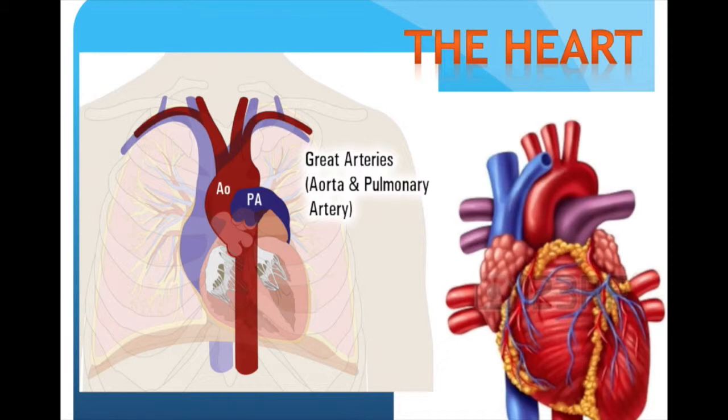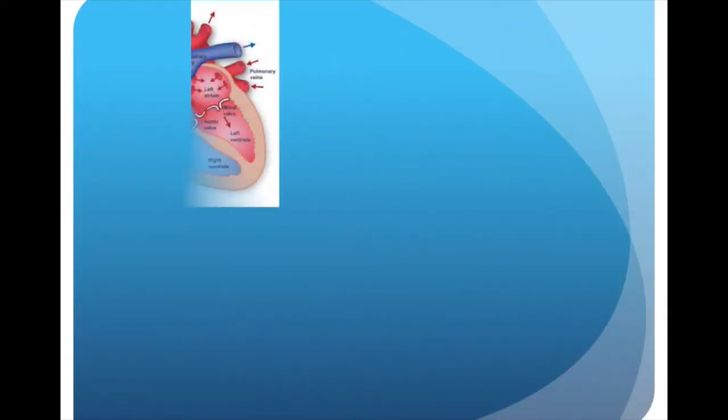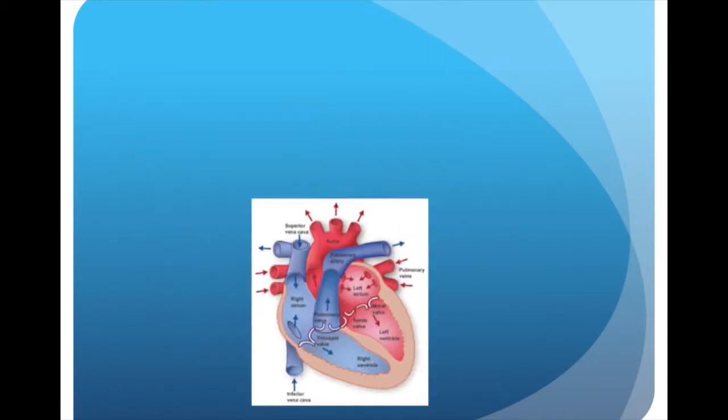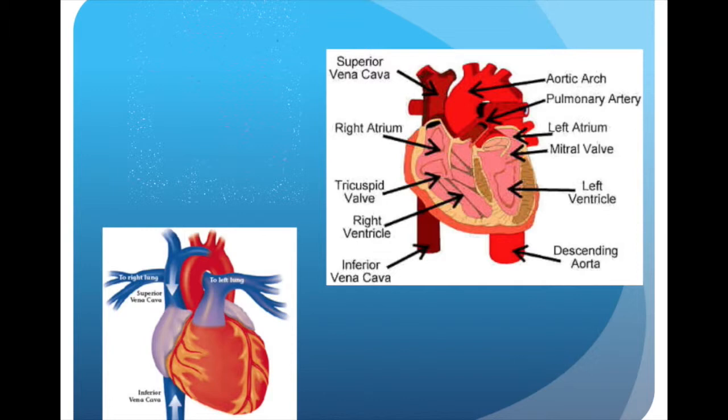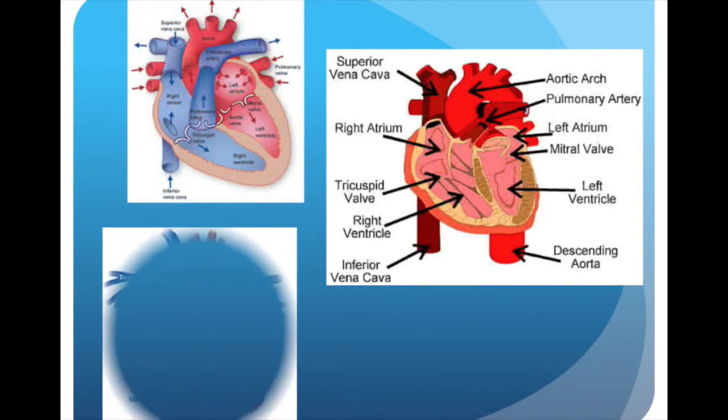The heart has four chambers. The upper chambers are called the left and right atria, and the lower chambers are called the left and right ventricles. A wall of muscle called the septum separates the left and right atria and the left and right ventricles.